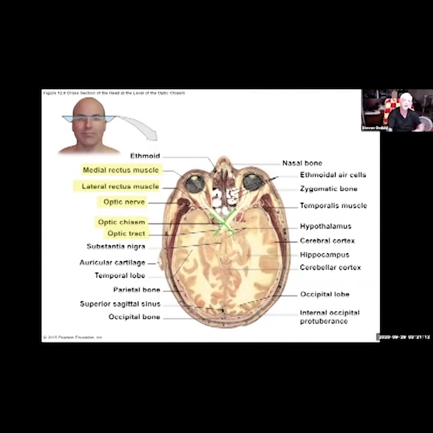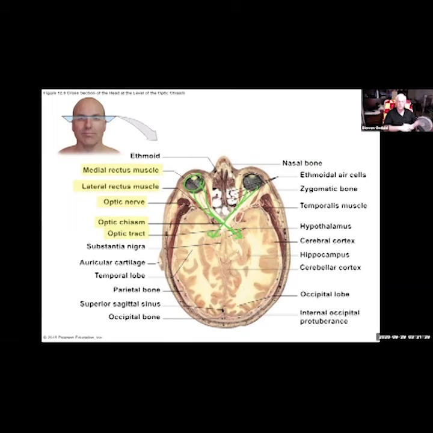So your left eye goes to the right part of your brain. The right eye goes to the left part of your brain through the optic chiasm. This is the optic nerve. So here's your eye. This optic nerve runs into the optic chiasm. It crosses over, and this becomes your optic tract, and it feeds into the brain.